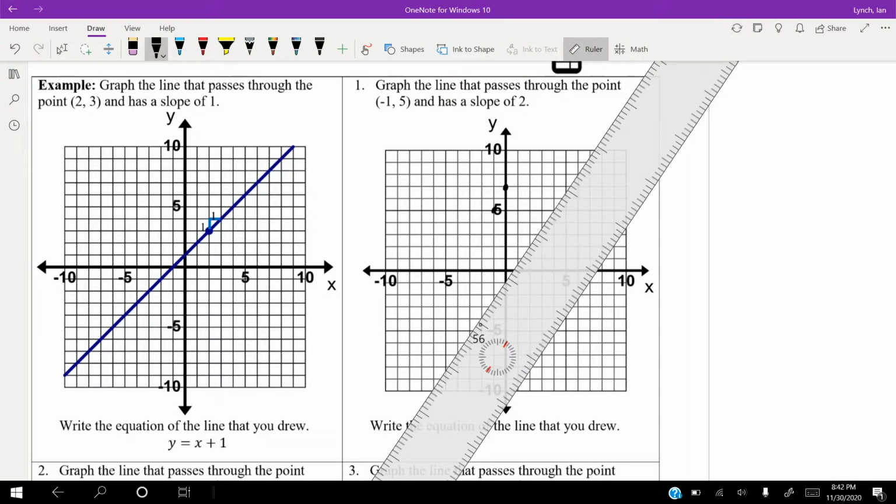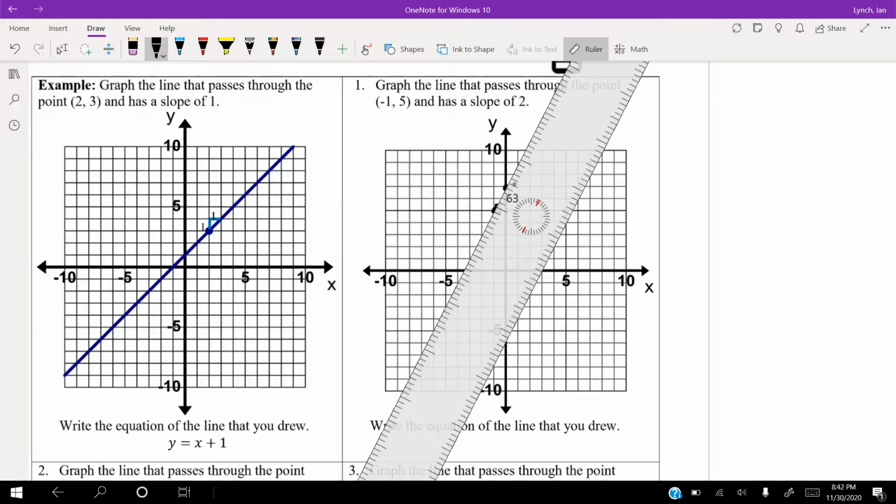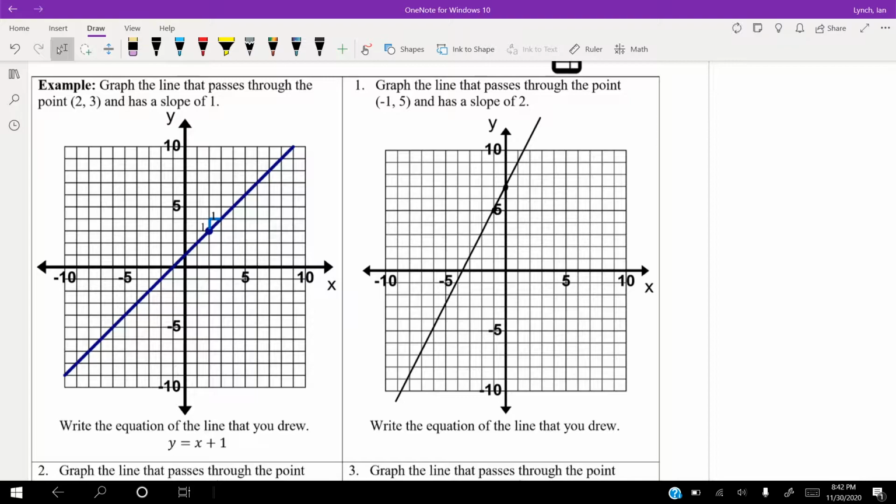Now I'm going to draw my line that goes through those points. And it's a little bit off, but that's okay, because we can still see what's going on. So now, our y-intercept is at 7. So if we know that b is equal to 7 and m is equal to 2, our equation is y equals 2x plus 7.